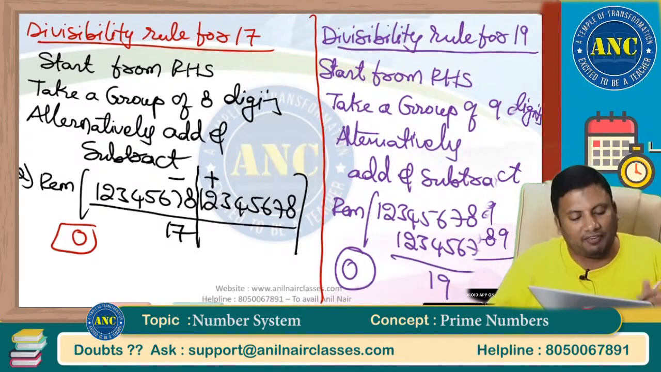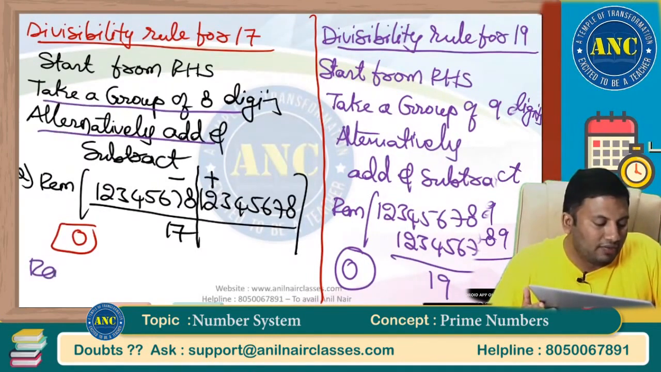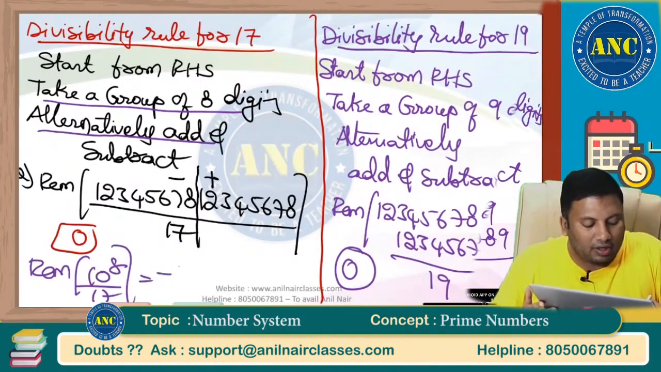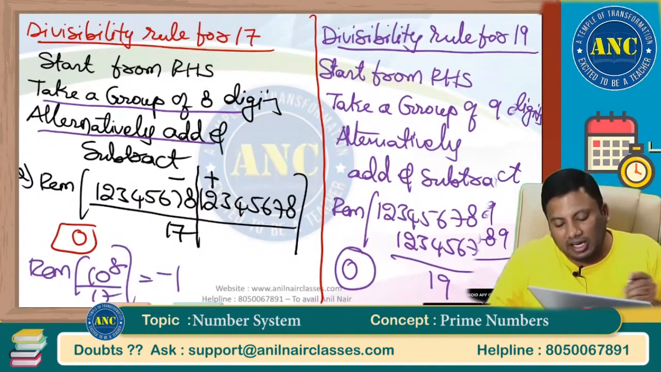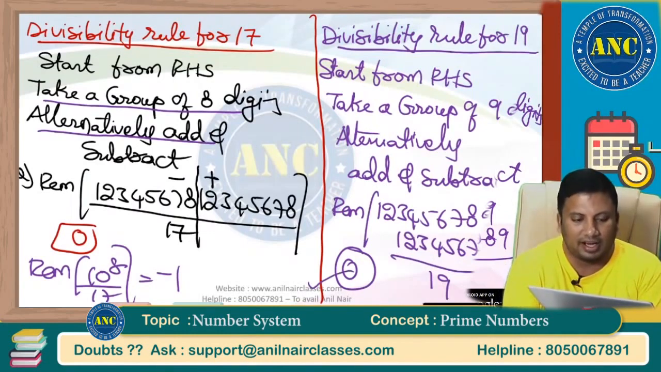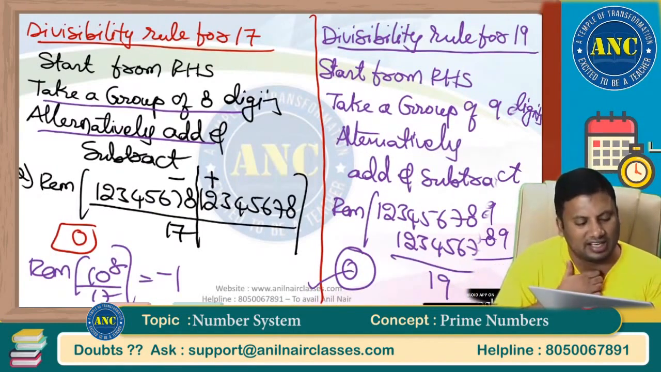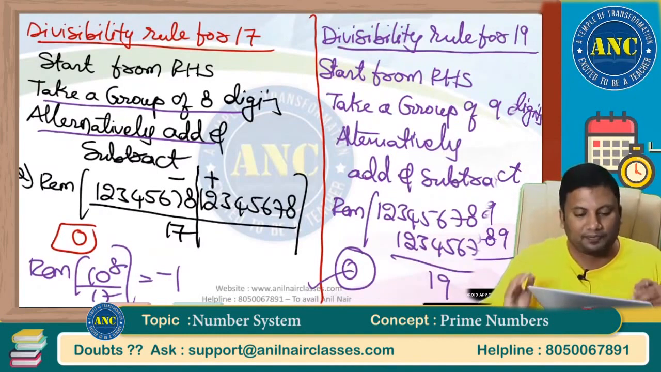Take a group of 8 digits, alternately add and subtract: that is the divisibility rule for 17. Take a group of 9 digits, alternately add and subtract: that is the divisibility rule for 19. Just an advanced level concept. Whenever there is a need, use this concept and reduce the number of steps.